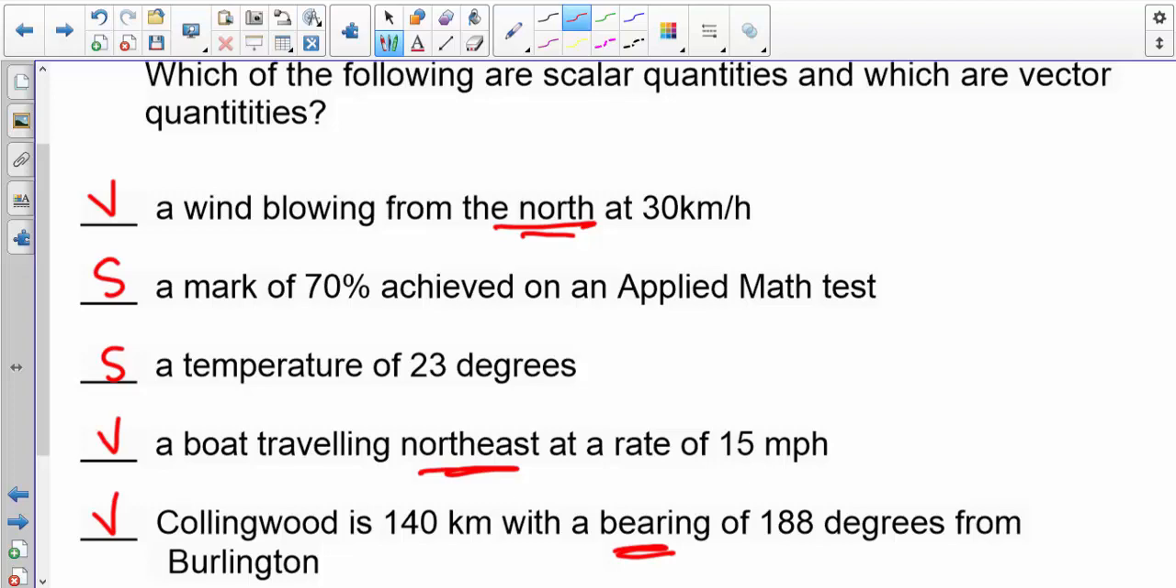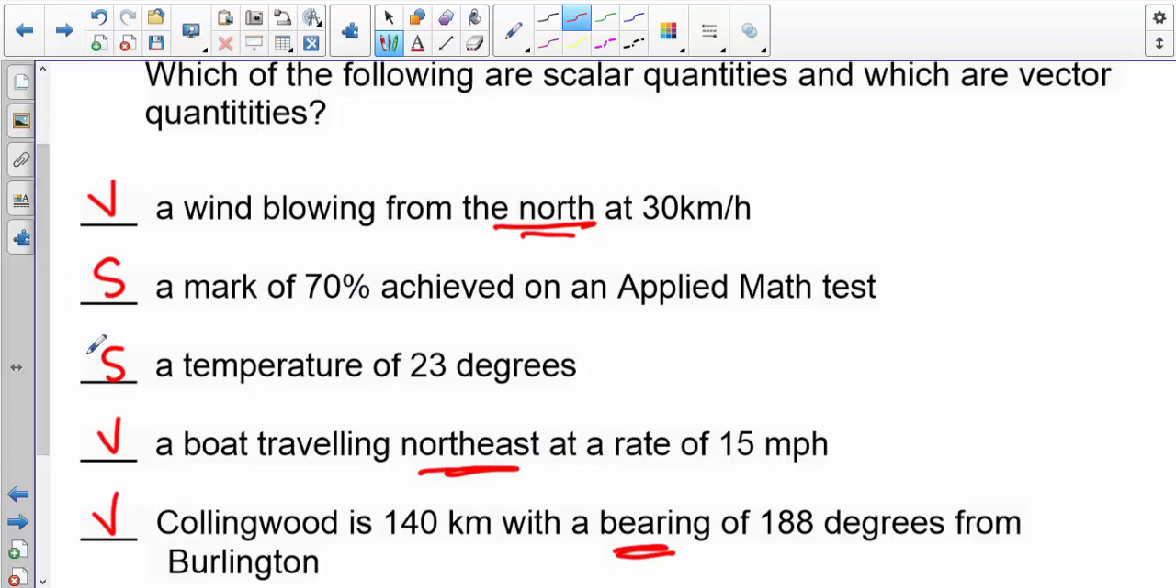So for the first one and the last two, the first one we're talking about from the north. The second last one we're talking about traveling northeast. And in the last one we're talking about a bearing of 188 degrees. So all three of those have some form of direction matched with their quantities, right? And so that's what makes them vectors.